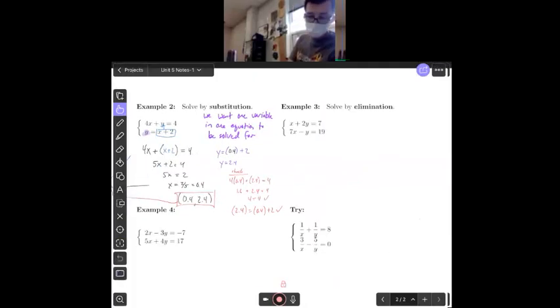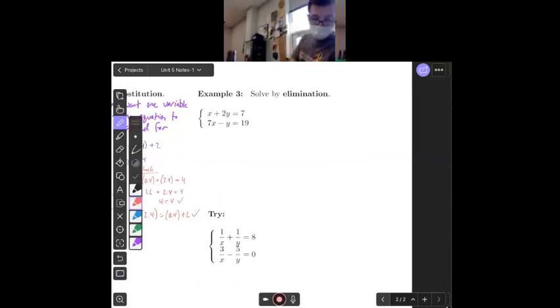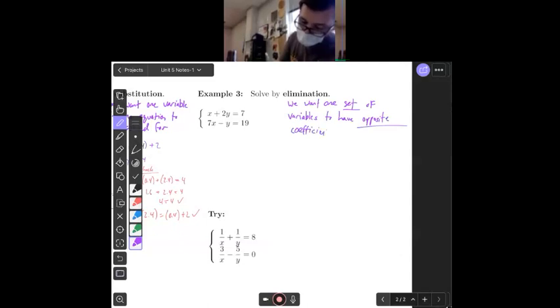The elimination method, and generally people like this one better, but it is a matter of opinion. What we want here is one set of variables to have opposite coefficients. And once we have that, then we add the equations together.